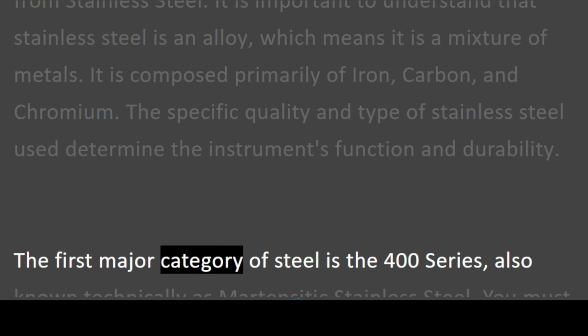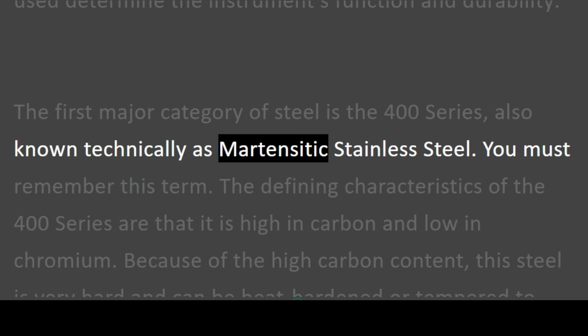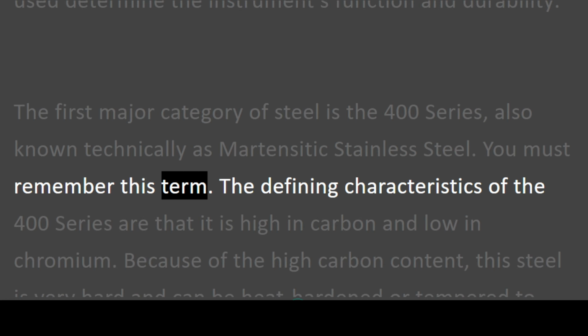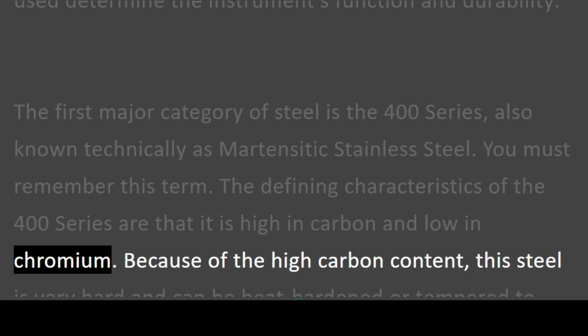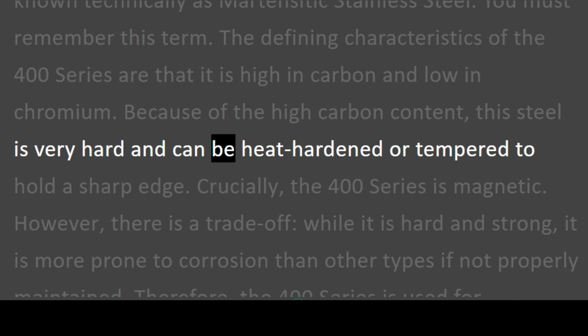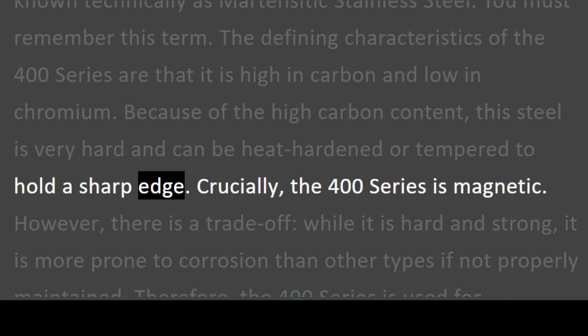The first major category of steel is the 400 series, also known technically as martensitic stainless steel. You must remember this term. The defining characteristics of the 400 series are that it is high in carbon and low in chromium. Because of the high carbon content, this steel is very hard and can be heat hardened or tempered to hold a sharp edge. Crucially, the 400 series is magnetic.